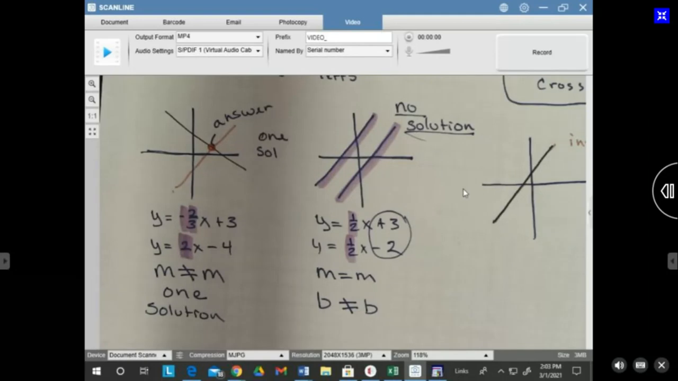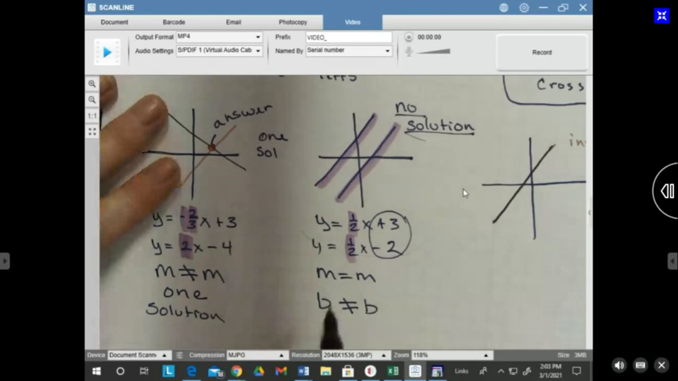Because sometimes on the test, that's all you're going to have to tell me is how many solutions there are. You're not going to have to tell me what, but how many. And if you look at that equation and you remember this business down here, that's going to tell you no solution.